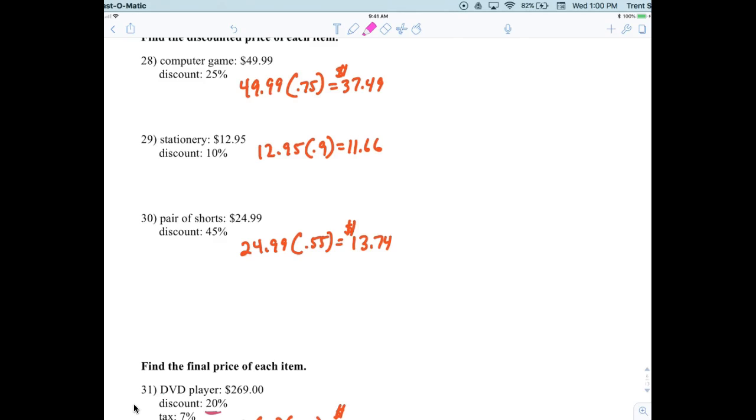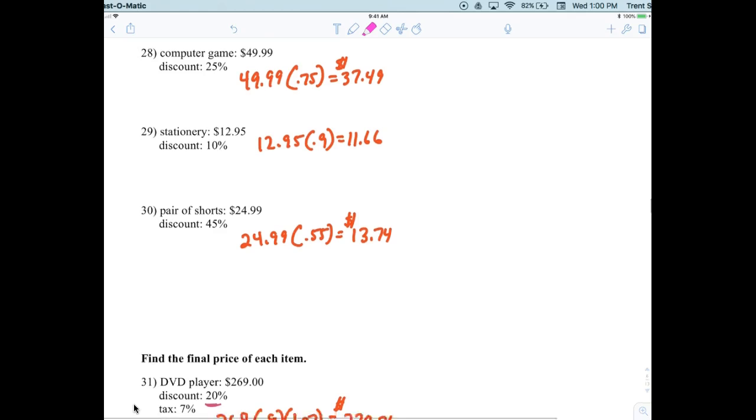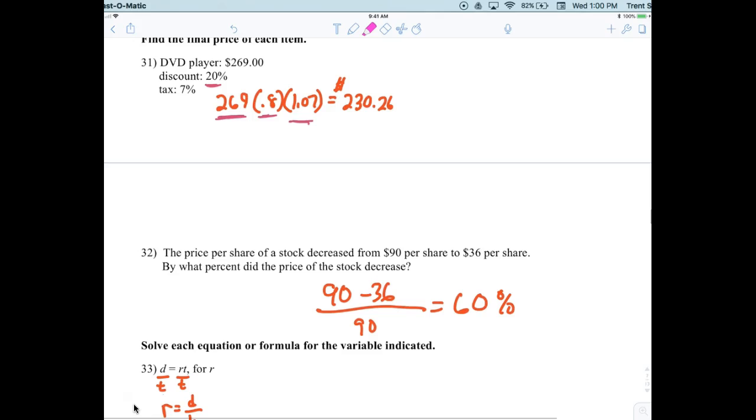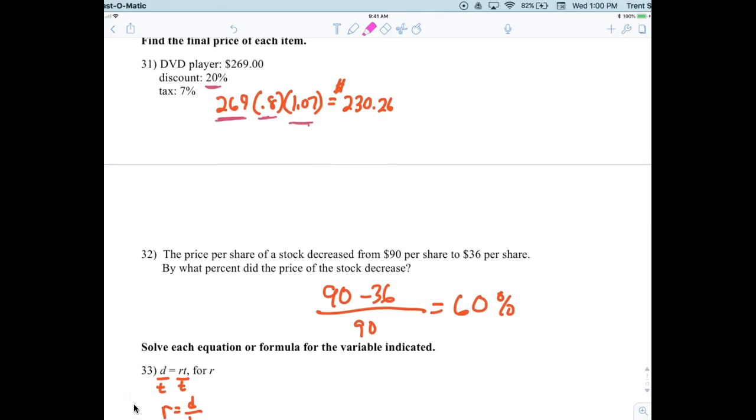Right? So if you're dealing with money, you round to the nearest penny. But if you're doing percent, I always like to just say round to the nearest tenth of a percent. All right, if you're talking about percentages. Money's to the penny. Now the only one that's a little bit difficult is 31, because now there's a discount and there's a tax. Does anybody have any issue with that?